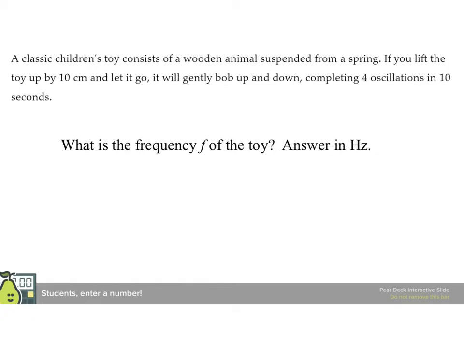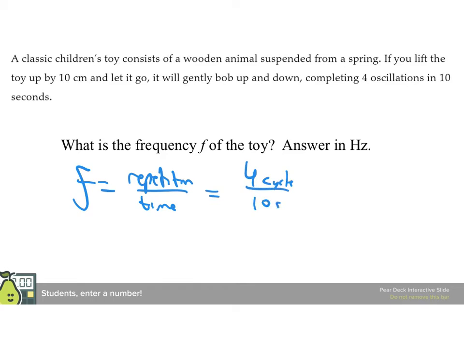Alright, a classic children's toy consists of a wooden animal suspended from a spring. If you lift the toy up by 10 centimeters and let it go, it will gently bob up and down, completing 4 oscillations in 10 seconds. So what is the frequency of the toy? Frequency, remember, is repetitions per unit time. There are 4 cycles in 10 seconds, or 0.4 hertz.